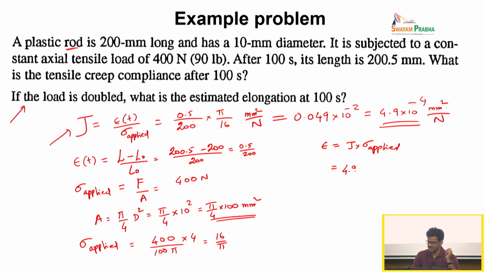We will assume that this remains constant over this particular time, and so this is in mm square by Newton, and sigma applied. So what is sigma applied? It is 32 by pi, right? So can you solve this and tell me how much you get?